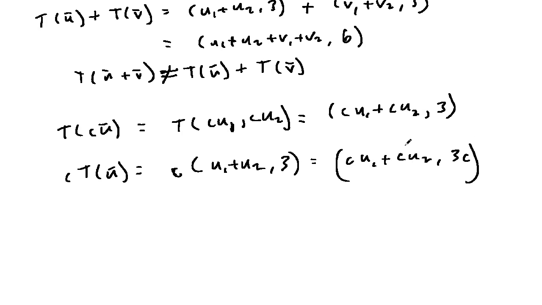Notice that these two vectors, the first components are equal, but look at that second component. So 3 is not necessarily equal to 3c. At least they're not always equal. If c is some other number than 1, let's say c was 2. So it's not true that this is equal to c times T of u for every c. So the second condition for a linear transformation also fails.